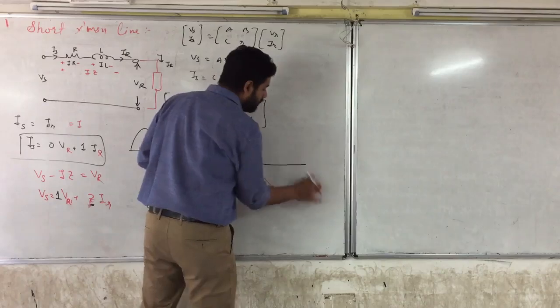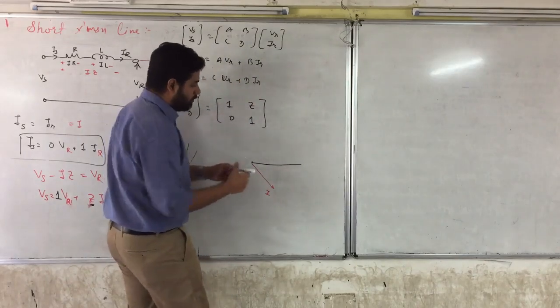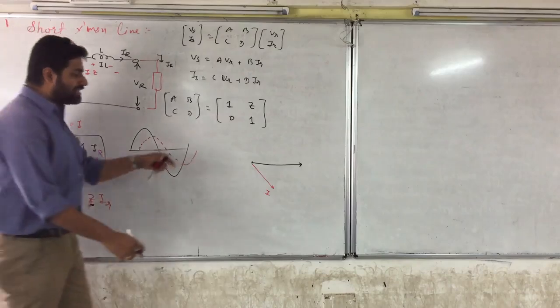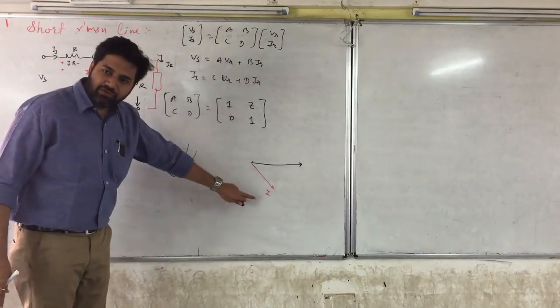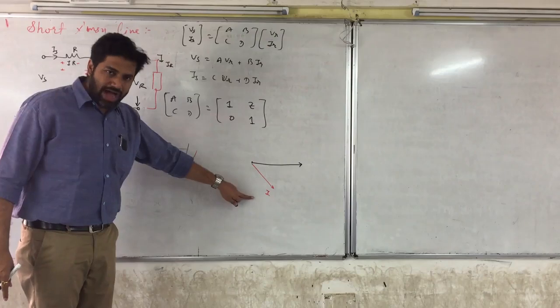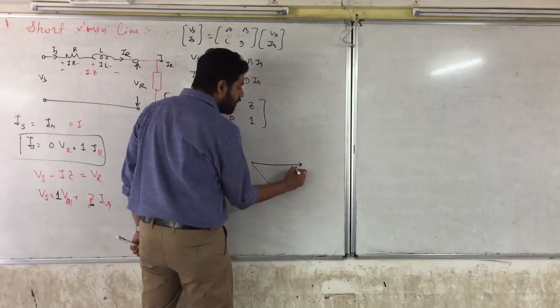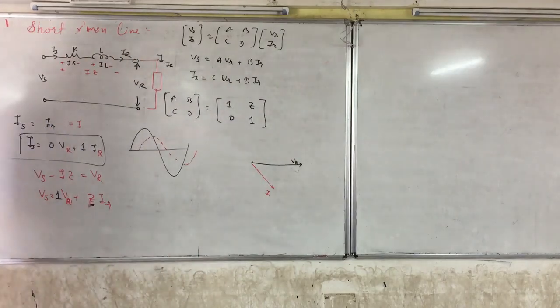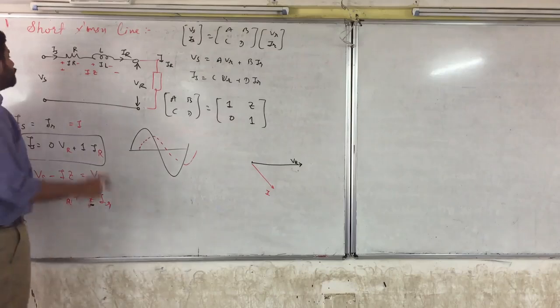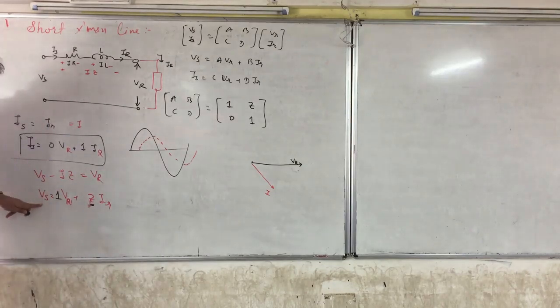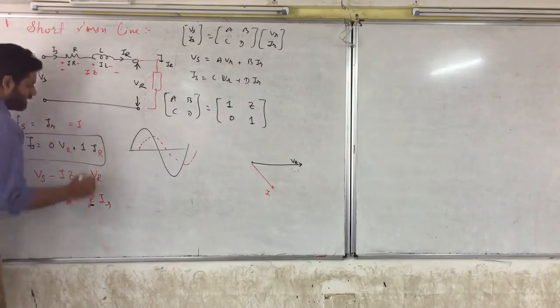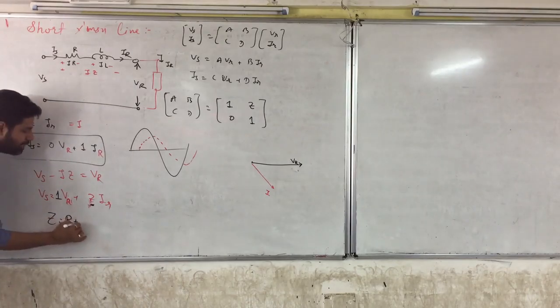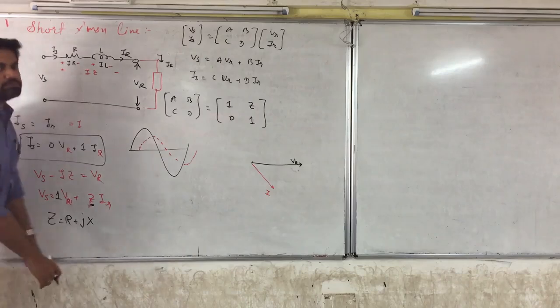I should have drawn it a little bit smaller so that I can add the drops. Okay. So this is my VR, this is my I, which is equal to IR, which is equal to IS. Is it clear? Now I want to find out VS. So VS is VR plus Z into IR. Now let's understand what is Z. So Z is basically R plus jX.